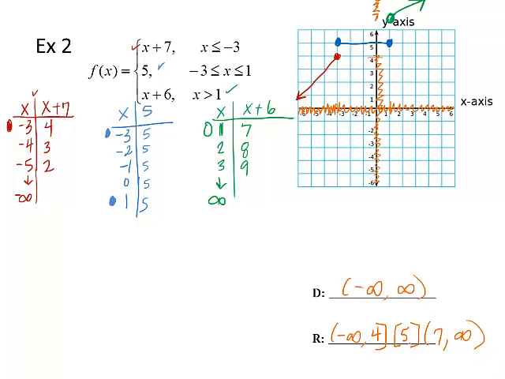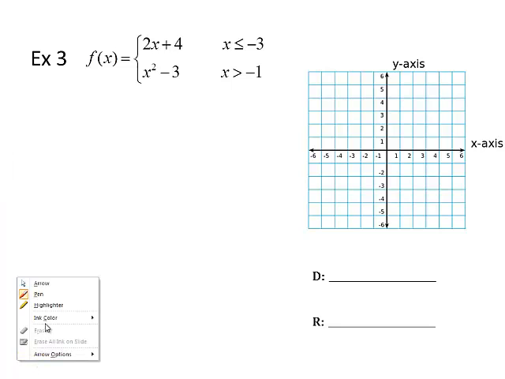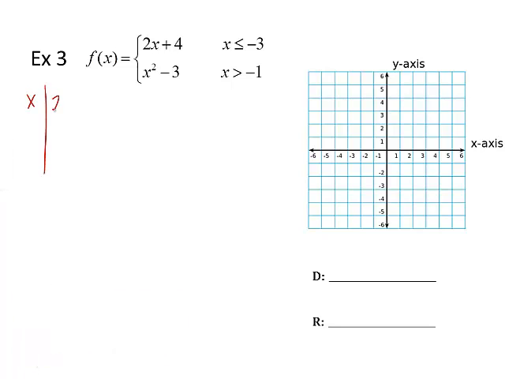All right, so your range could be broken up. Your domain could as well. In this case, this is how it turned out. Let's try one more example.